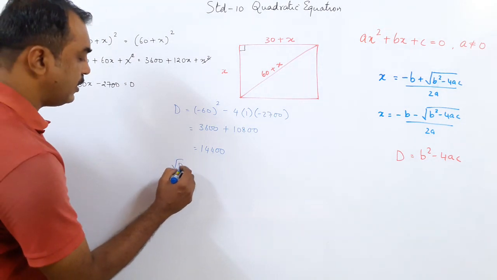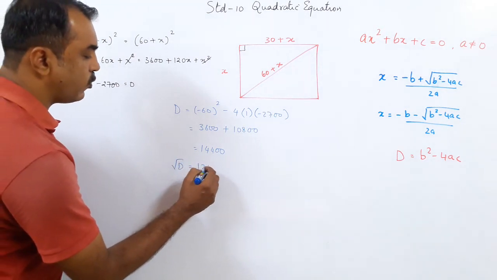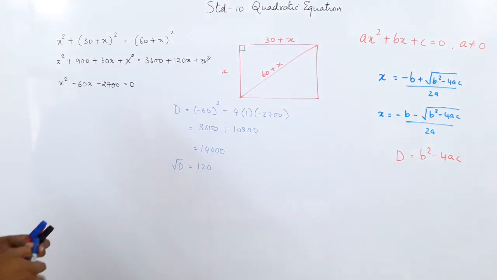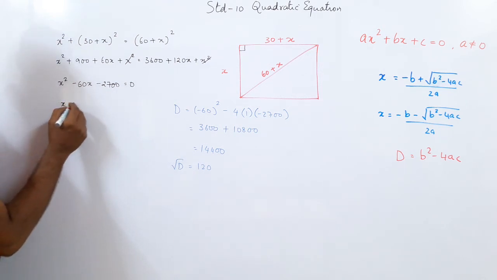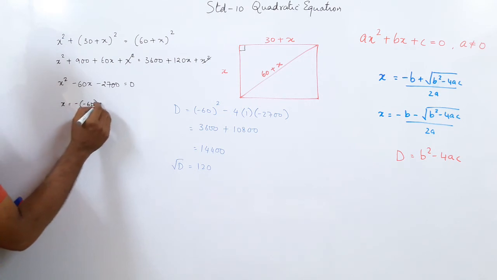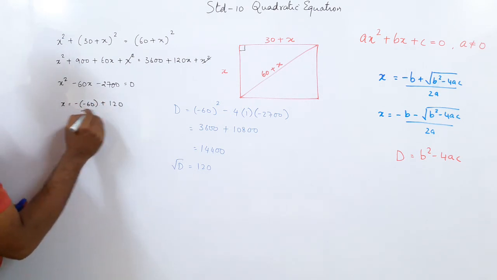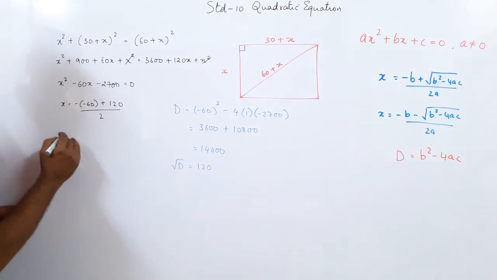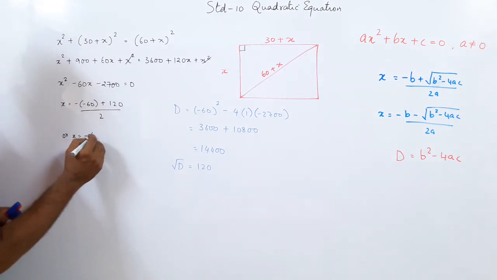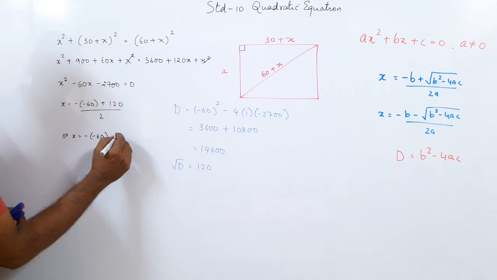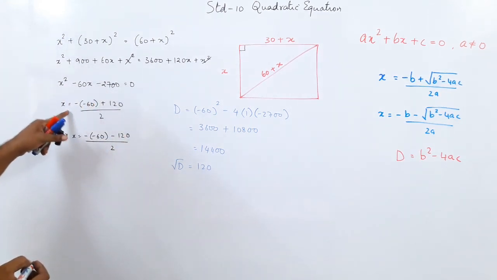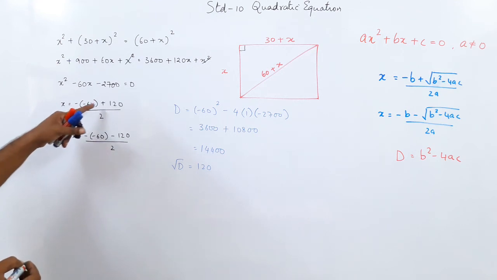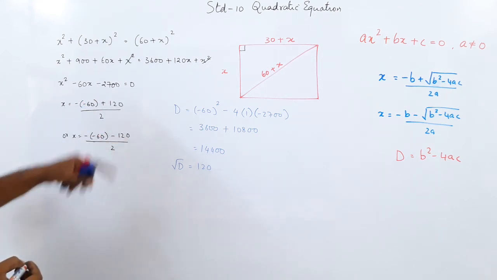So what is under root D? Under root D will be 120. The square root of 14400 is 120. So the 2 roots are x is equal to minus b, so b is minus 60, so minus of minus 60 plus 120 upon 2a, that is 2, or x equal to 60 minus under root D, so 60 minus 120 upon 2. I am not writing the formula, you are supposed to write the formula, right? x equal to minus b plus minus under root D by 2a.